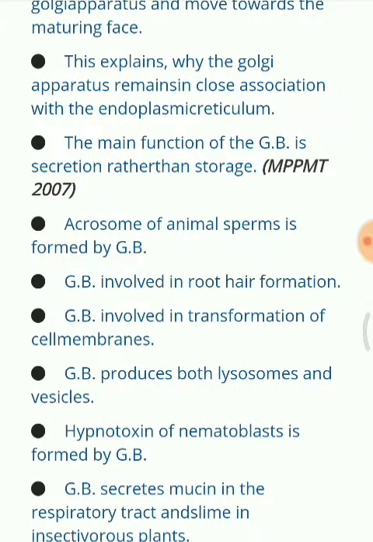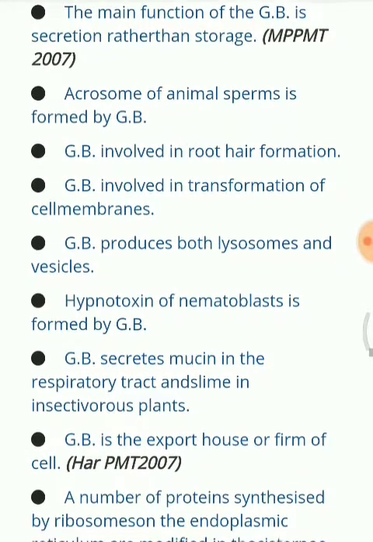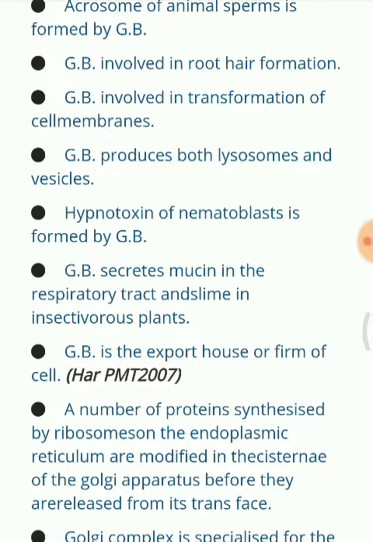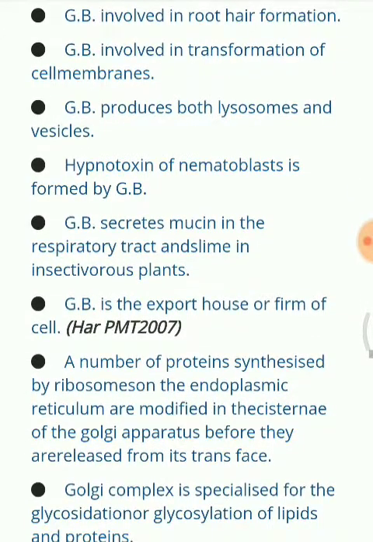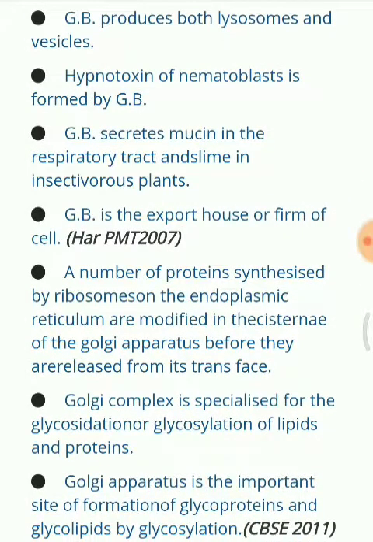The acrosome of animal sperm is formed by GB. GB is involved in root hair formation. GB is involved in transformation of cell membrane. GB produces both lysosomes and vesicles. Hypotoxin of nematoblast is formed by GB. GB secretes mucin in the respiratory tract and slime in insectivorous plants. GB is the export house of cells.